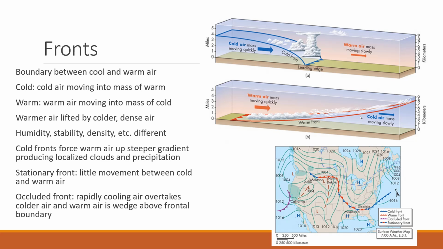A stationary front is where we don't have a lot of movement between the cold and warm air, so they are going to be indicated by a mix of the two symbols. And then we can have an occluded front. This is a special case where rapidly cooling air overtakes colder air, and so you end up getting cold or warm air wedged above the boundary. So this can lead to spin and some pretty severe weather.